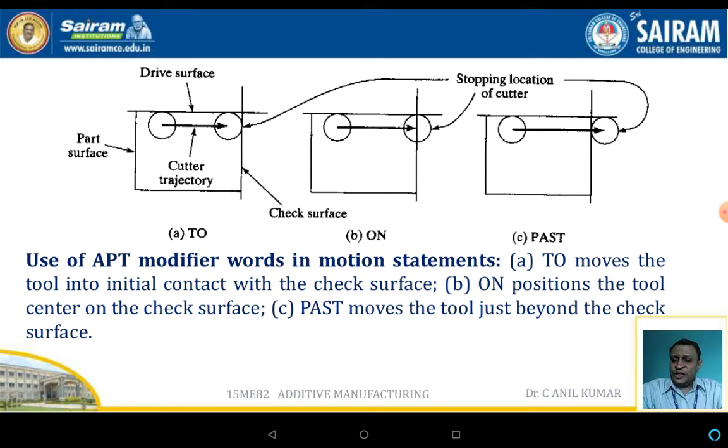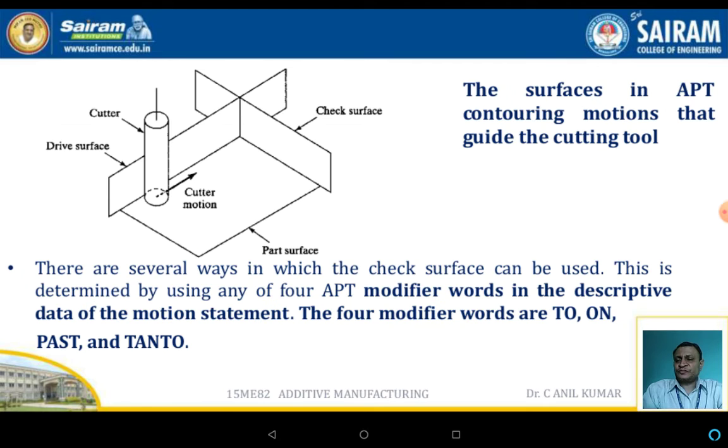The use of the APT modifier words in the motion, like to, moves the tool into initial contact with the check surface. On positions the tool center on the check surface. The past moves the tool just beyond the check surface.